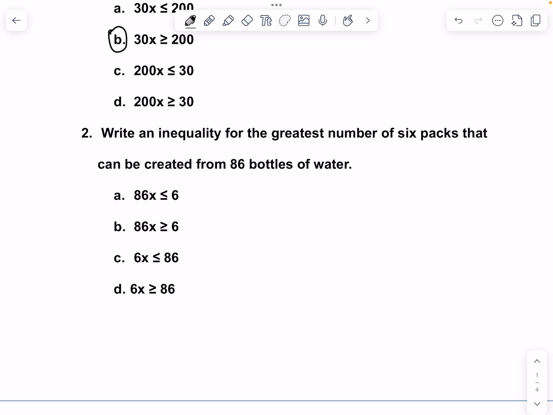Number 2 says write an inequality for the greatest number of 6-packs that can be created from 86 bottles of water. So 86 bottles of water is our limit. And we know 6-packs means 6 and x the number of packs. We're limited to 86 bottles of water, so we would use the less than or equal to sign. 6x is less than or equal to 86, and that would be C.